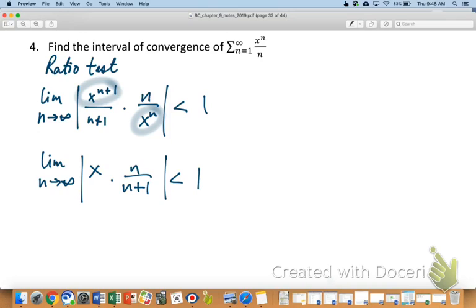Now keep in mind, the limit does not apply to the x at all. It applies to n's. So the limit is n heads towards infinity of n over n plus 1. Please, for goodness sake, don't do L'Hopital's rule here. Just use the pre-calc trick.